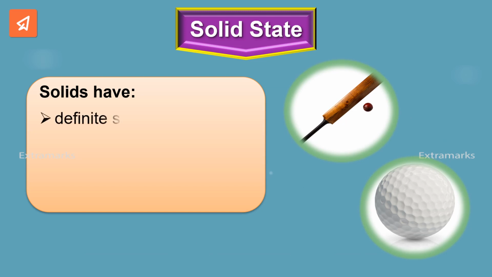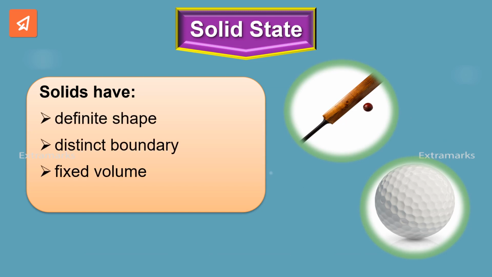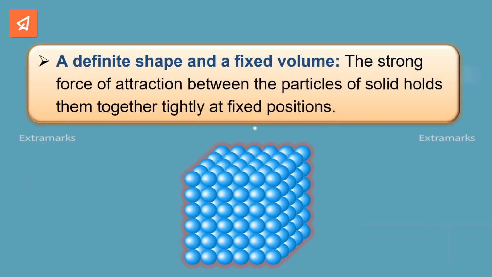Solids have a definite shape, distinct boundary, a fixed volume, and negligible compressibility. Let's learn about the reasons behind these properties of solids. There exists a strong force of attraction between the particles of solid, which holds them together tightly at fixed positions, providing them with a definite shape and a fixed volume.